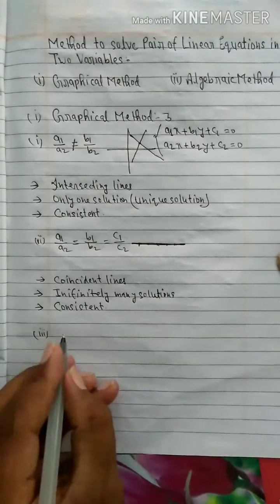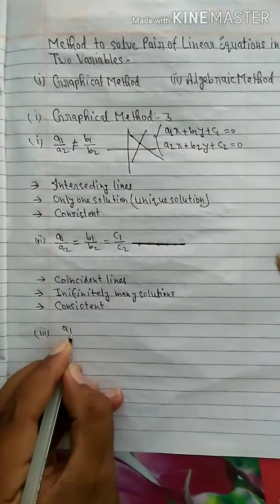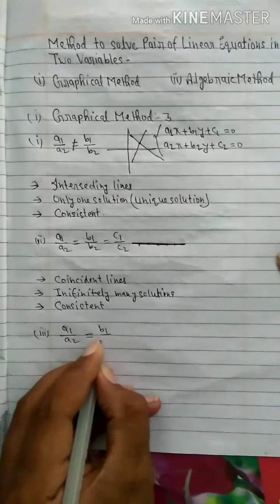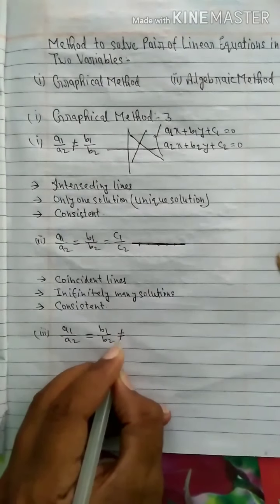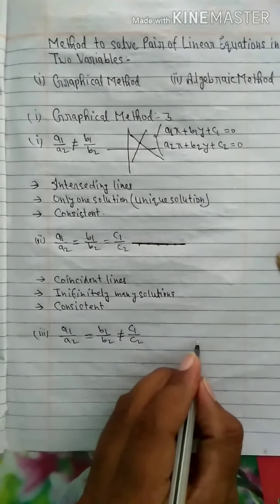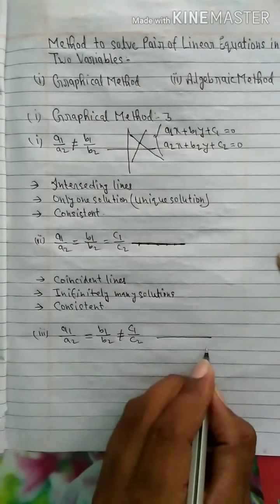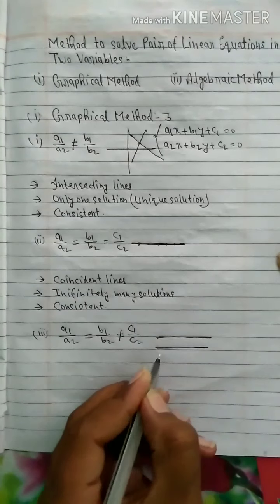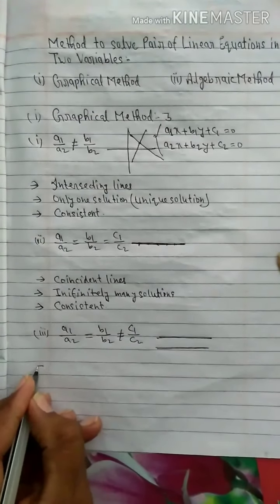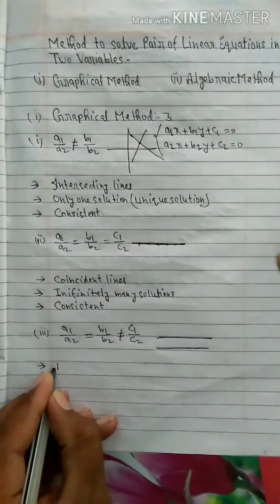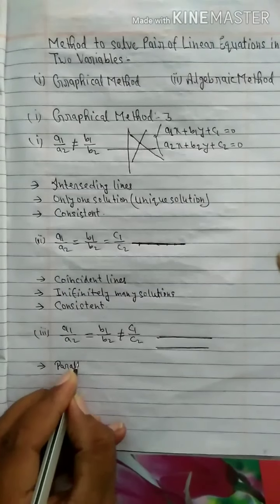Now the third condition: if a1 upon a2 equal to b1 upon b2 is not equal to c1 upon c2, then the graph of both lines will be parallel. Both lines will be parallel. So now here we get the first point: these lines are called parallel lines.